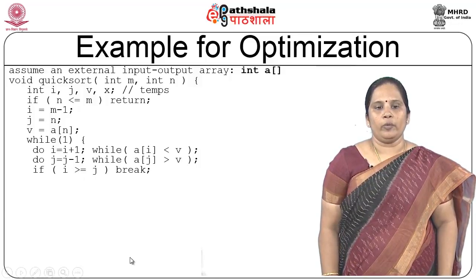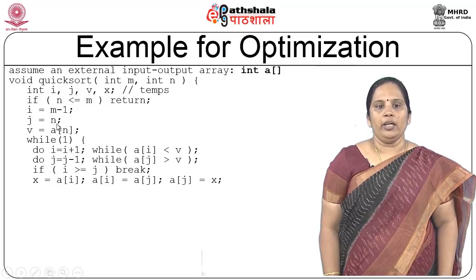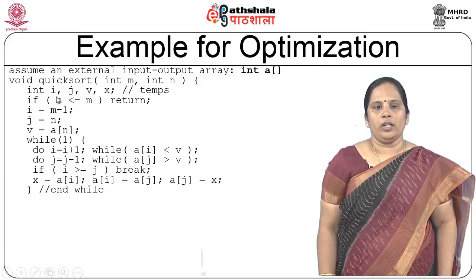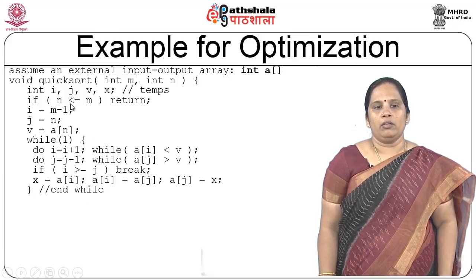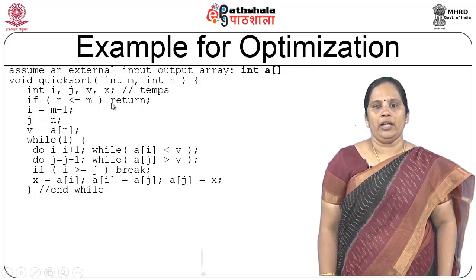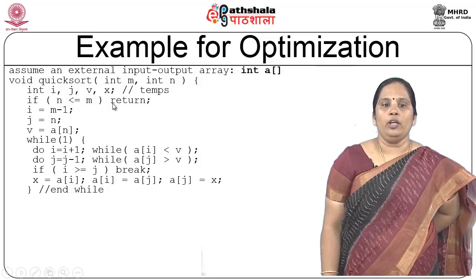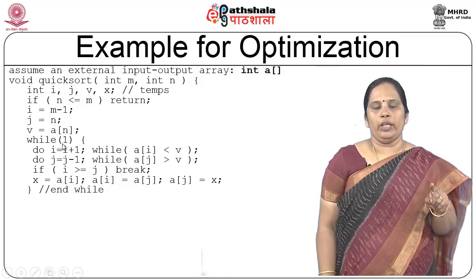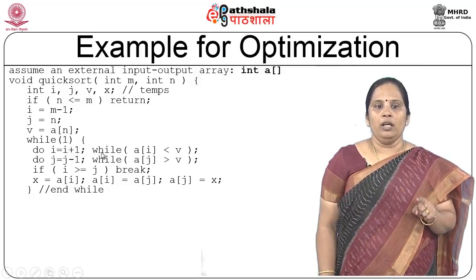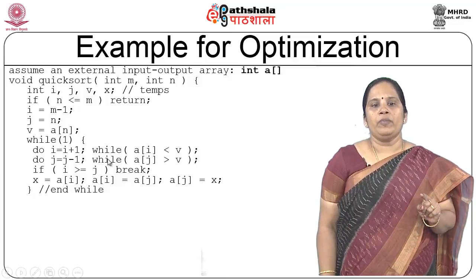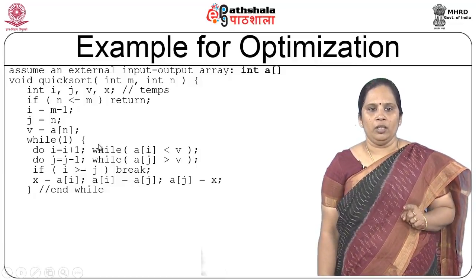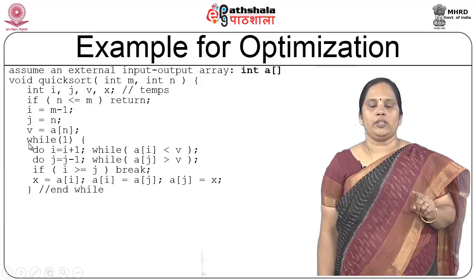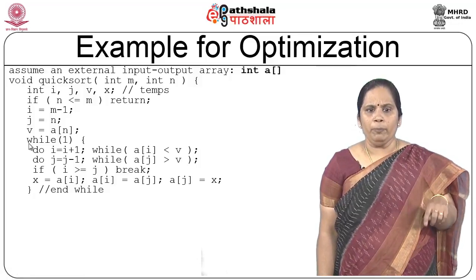This is the quicksort module, which is an iterative situation. Here I will basically be checking if n is less than or equal to m, return, meaning that if you have only one component to sort, you return, else you initialize. Our first aim is to do the pivot selection. The pivot is chosen as the first element, and we compare it with every element in the array and rearrange. The while here keeps on looping.